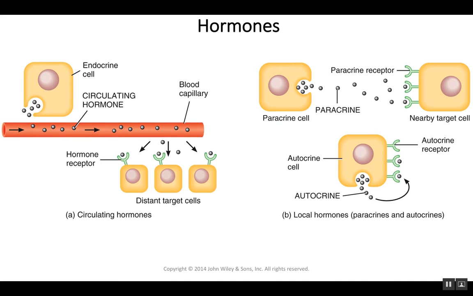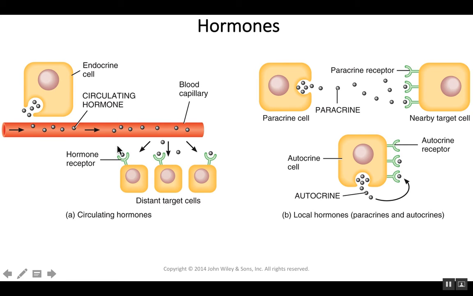Most hormones we're going to learn this semester are circulating hormones. What that means is the hormone is produced by a cell. Here we have an endocrine cell. The hormone goes into the bloodstream and it circulates throughout the cardiovascular system. And then whatever cells have the receptor for that hormone are called target cells. And those target cells will then change.